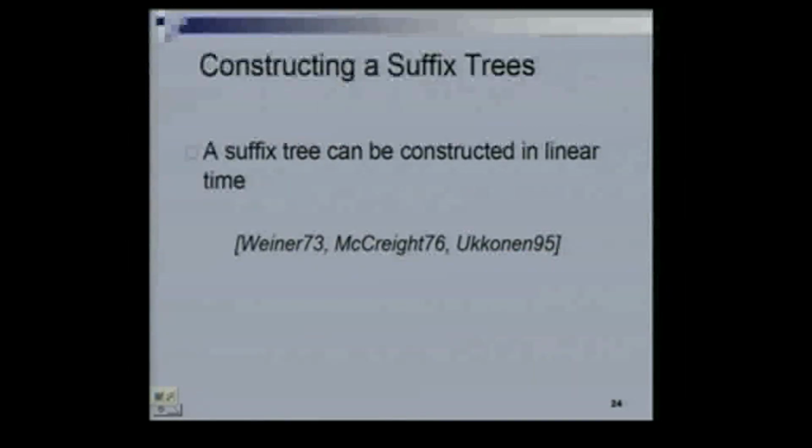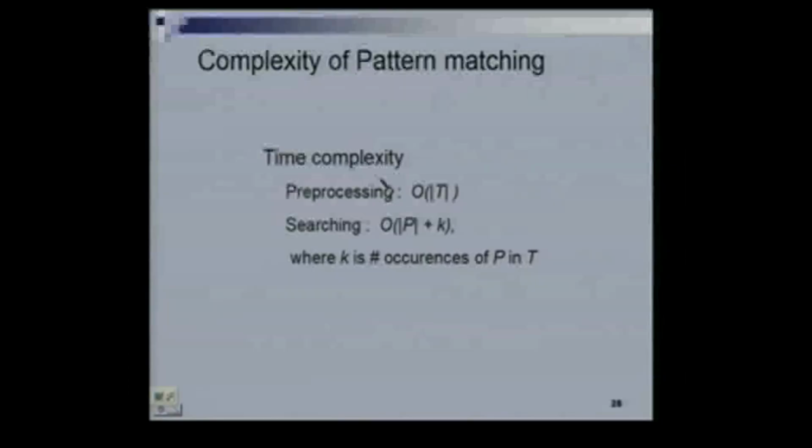Okay, so we saw only an order n square algorithm for constructing a suffix tree. It can actually be done in order n time, but that's a fairly complicated algorithm. We're not going to be doing it in this class. So that gives us the total complexity of pattern matching. Preprocessing, which means building the suffix tree, can be done in order n time, proportional to the size of the text, although we saw only an n square algorithm today.